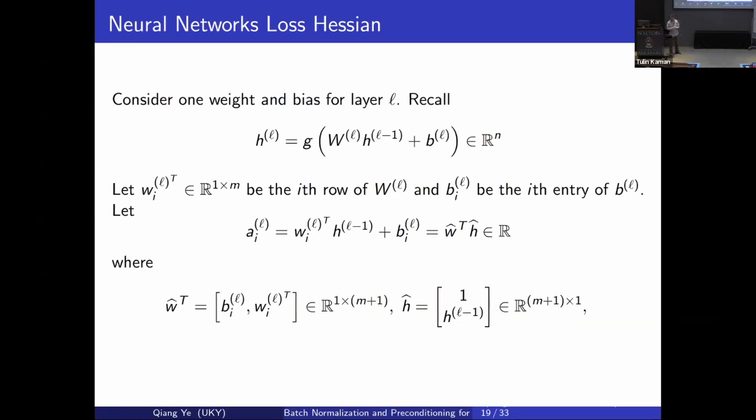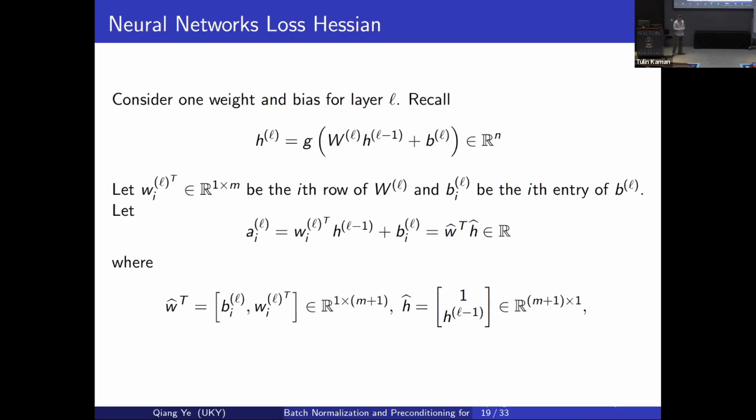Now let's go back to how to use this to do the preconditioning. In order to do preconditioning, we need to know a little bit about the Hessian. If you look at the Hessian of all the parameters, it's going to be super complicated, so you're not going to get much out of it. But if we look at the Hessian with respect to one neuron's weight and bias, there's a certain structure we can find and exploit for preconditioning.